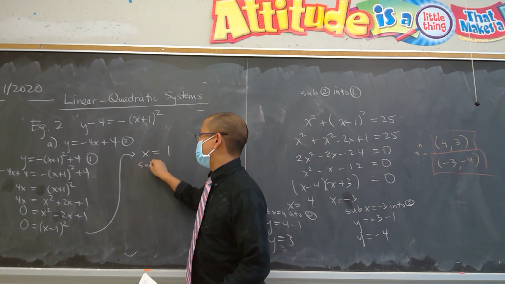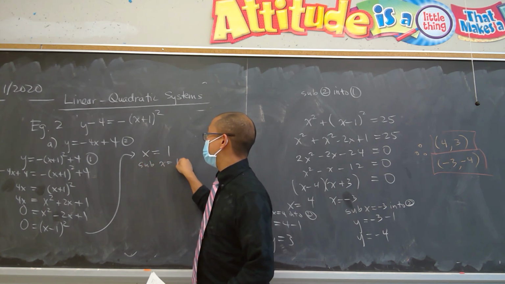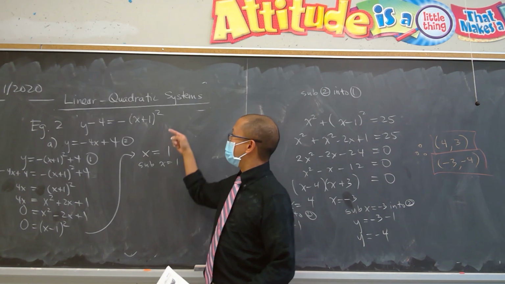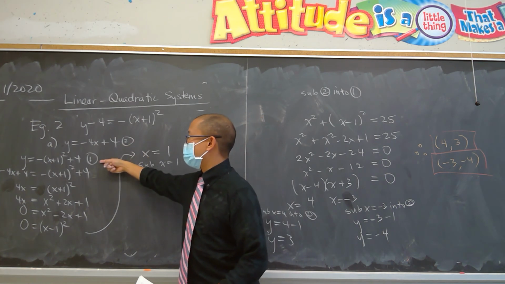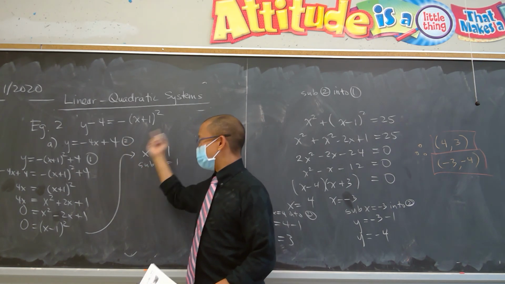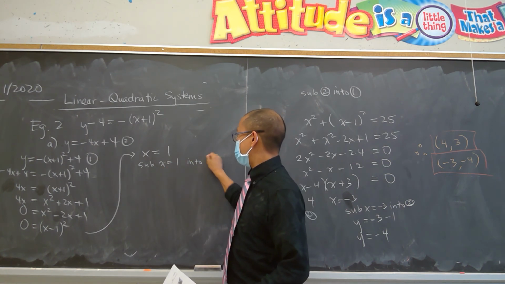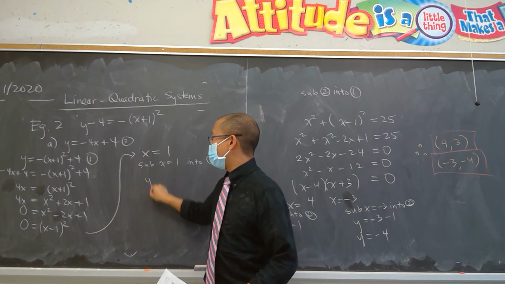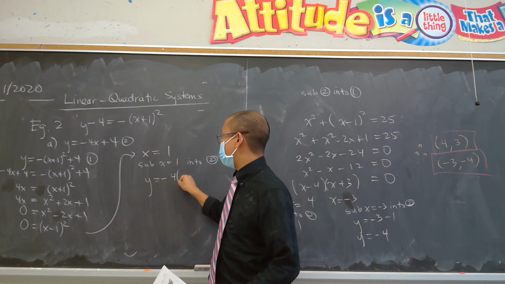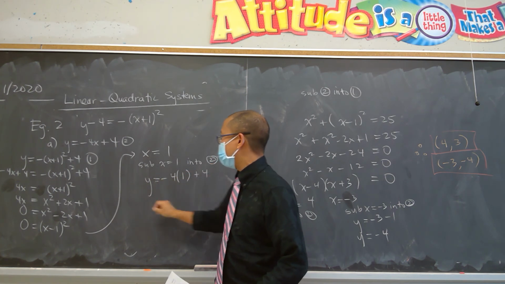Substitute that into one of the equations. Which one would you like to do? Equation 2 or equation 1? Probably 2. It's probably easier in 2, right? So x equals 1 into 2. So what are we going to get? y is equal to negative 4 times 1 plus 4.